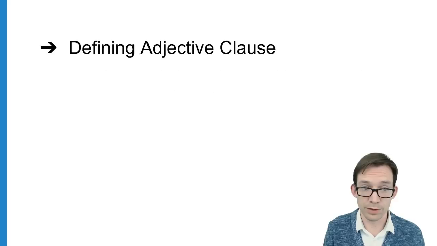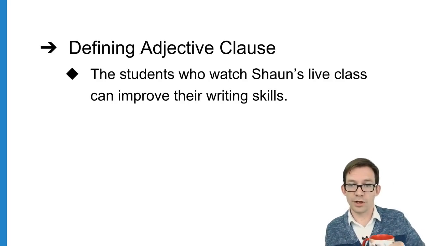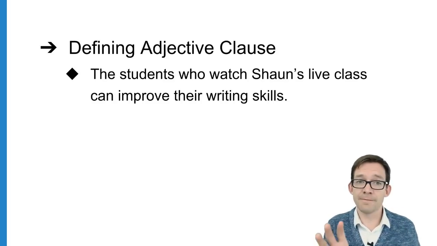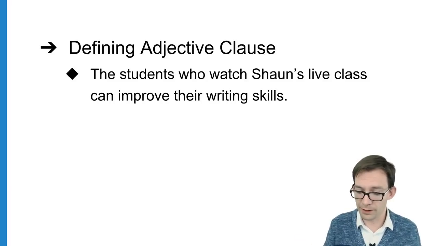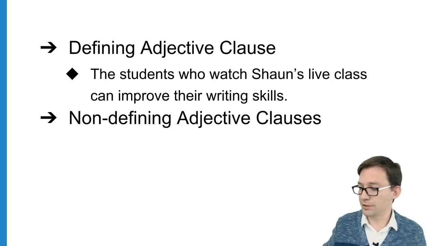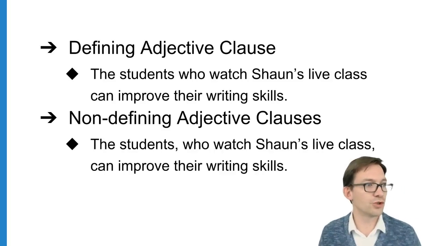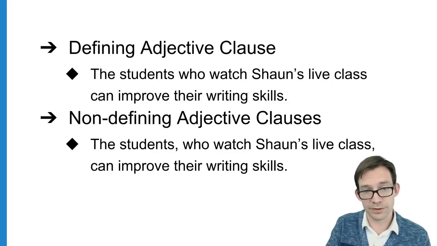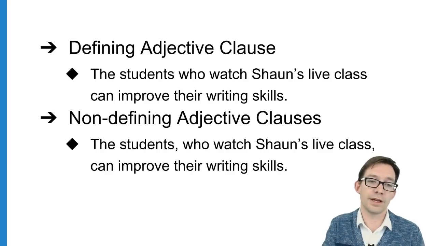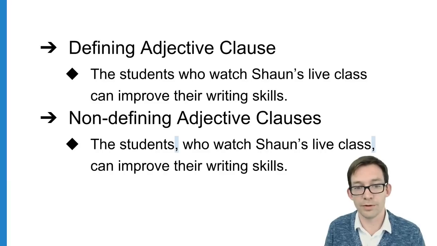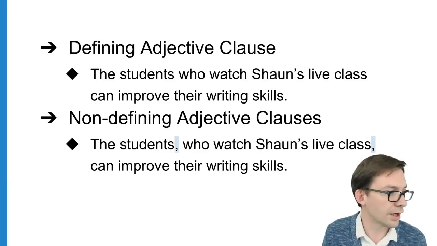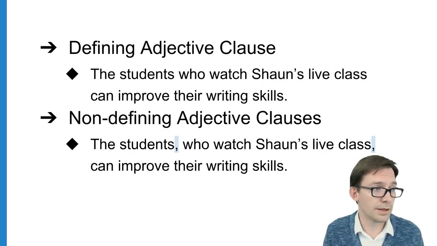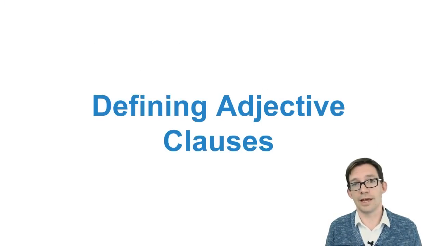That's important. The example, in this case, the students who watch Shaun's live class can improve their writing skills. This is called a defining adjective clause, and I'll explain why in a moment. A non-defining adjective clause is this one. The students, who watch Shaun's live class, can improve their writing skills. And really, the only difference in what you see between defining and non-defining is the commas, okay? So let's break it down. Let's talk about how the commas or lack of commas can affect the meaning in the sentence, okay? So let's start with defining adjective clauses, all right?